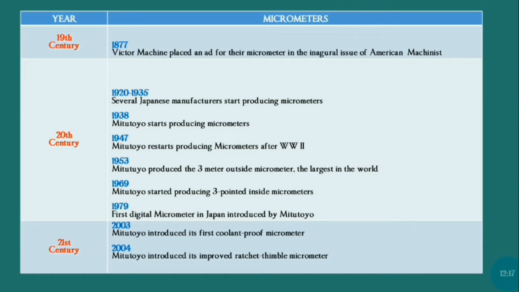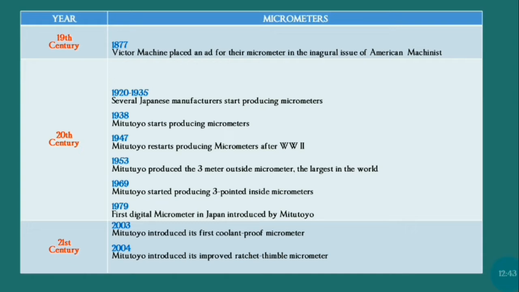Next, we will proceed to the year 1953. Mitutoyo produced the 3-meter outside micrometer, the largest in the world. Some of the improvements made were a satin chrome finish on the thimble, sleeve, and frame, improved contrast of graduated lines, and assured longer tool life. Friction thimble.